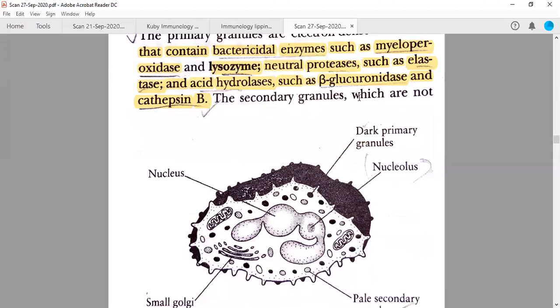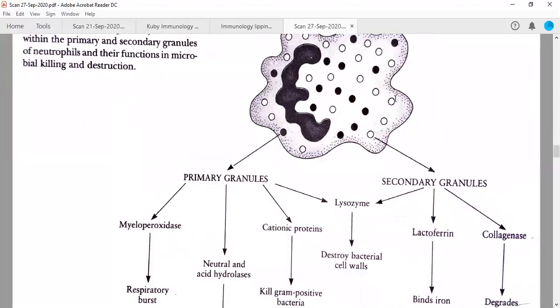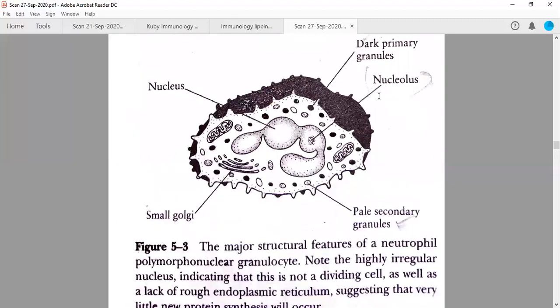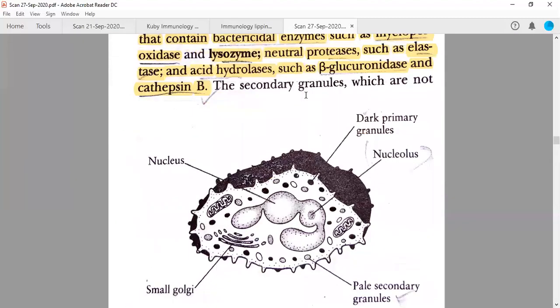Then there are secondary granules, which are not electron dense, containing enzymes such as lysozyme and collagenase, and an iron binding protein called lactoferrin.